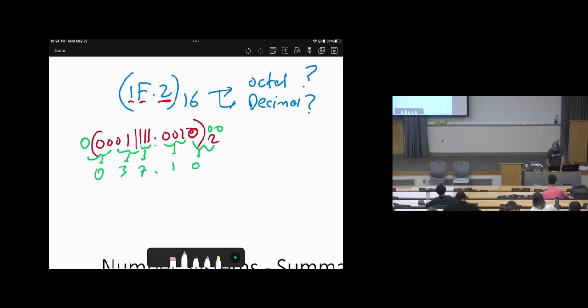Therefore, this number can be represented in octal as 037.10 octal. Sometimes, as a shortcut, the zeros on the left and zeros on the right do not matter. So we can say 37.1 octal. Then these both are the same. Okay?